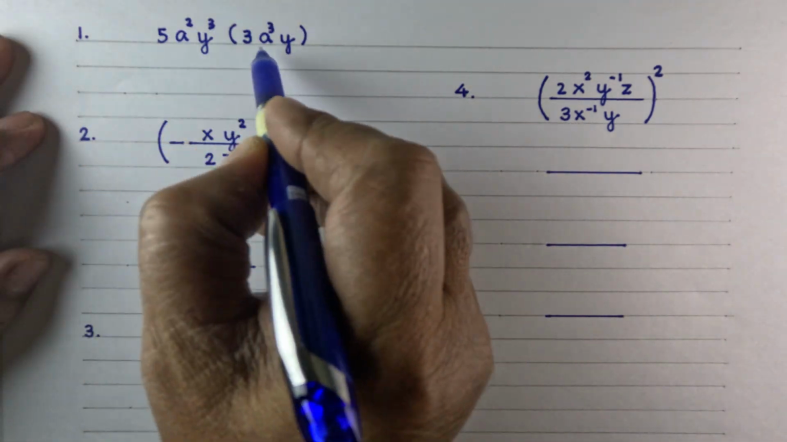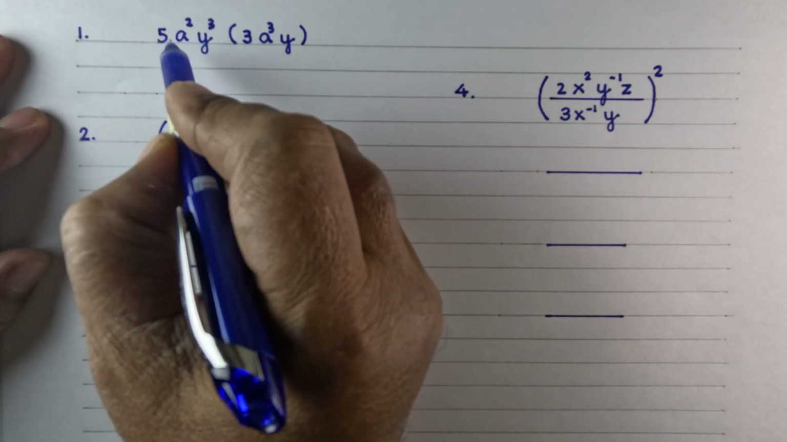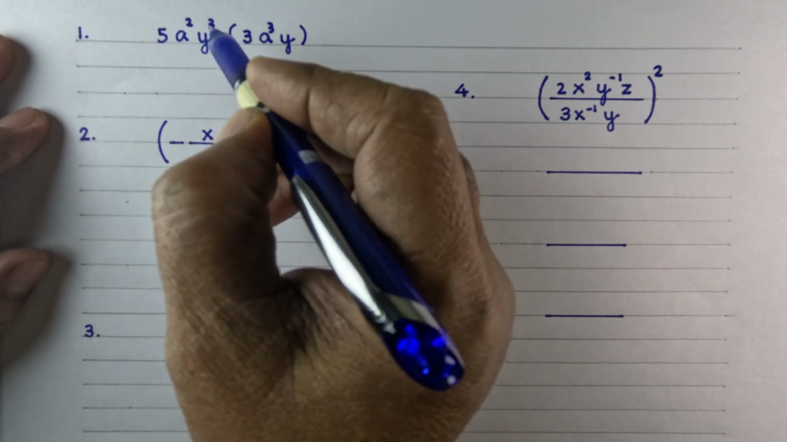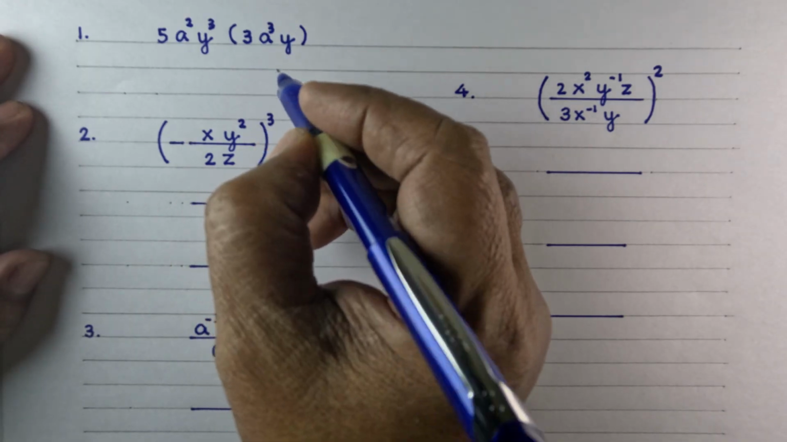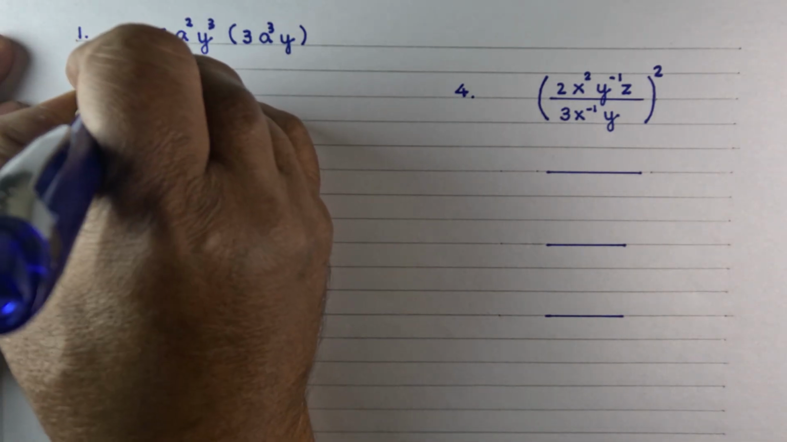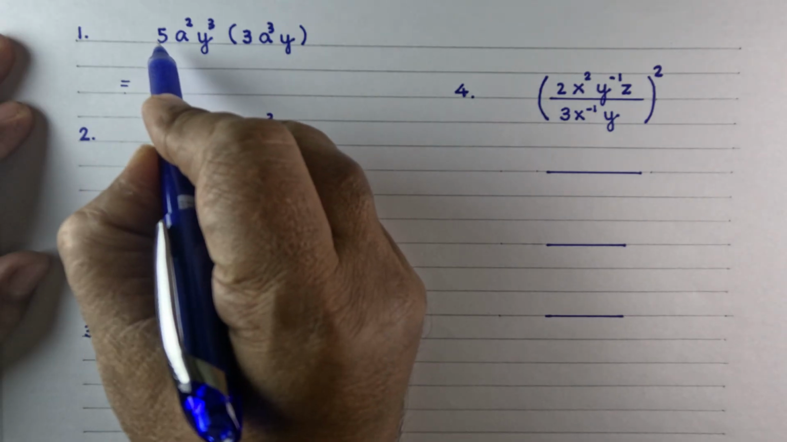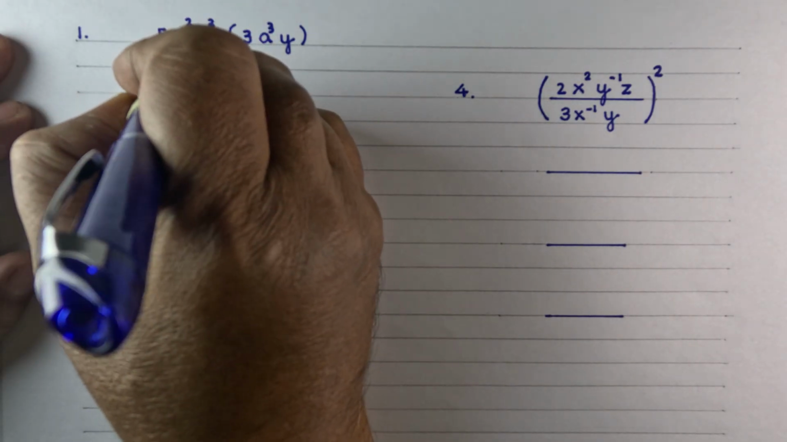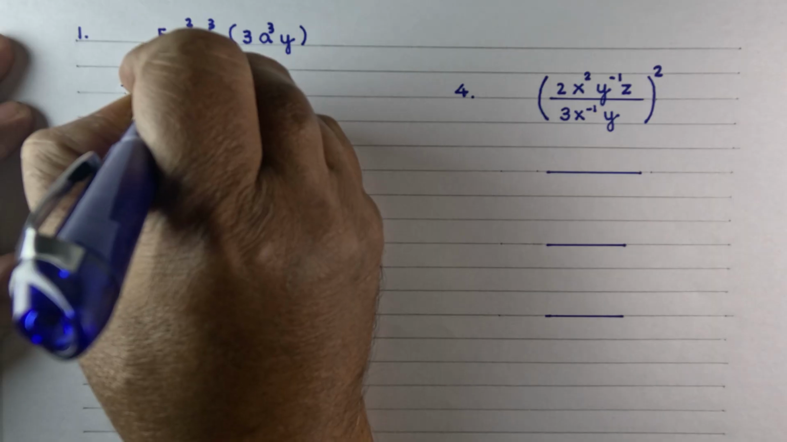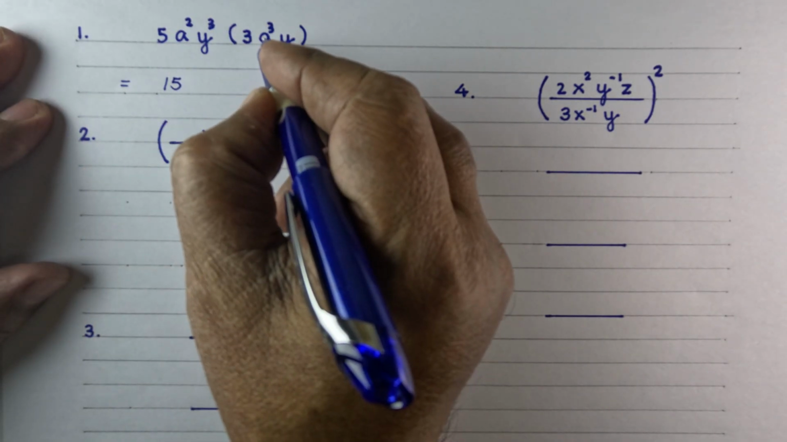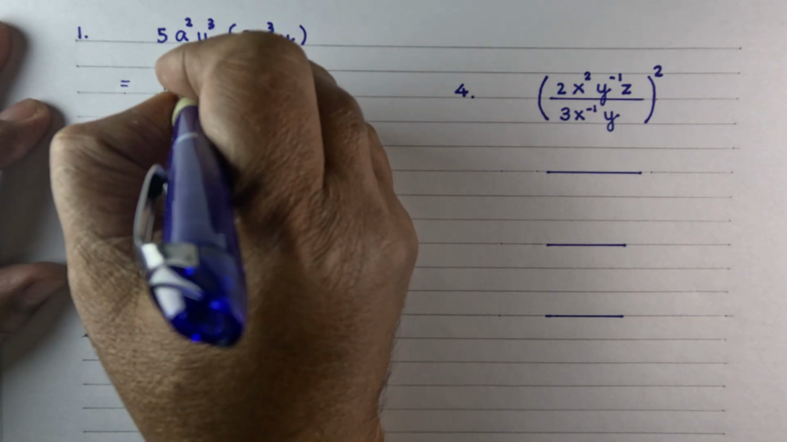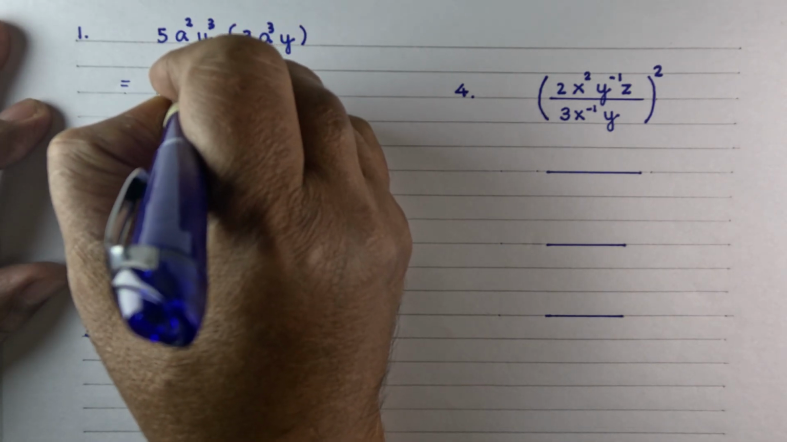Let's get the product of these two monomials: 5a squared y cubed times the quantity 3a cubed y. So 5 times 3 is 15. A squared times a cubed is a to the fifth power.